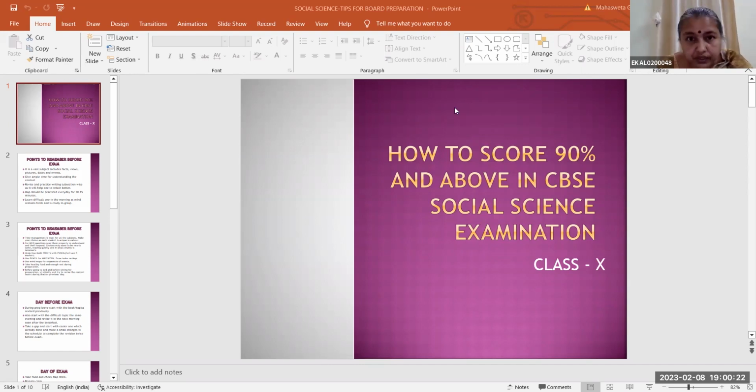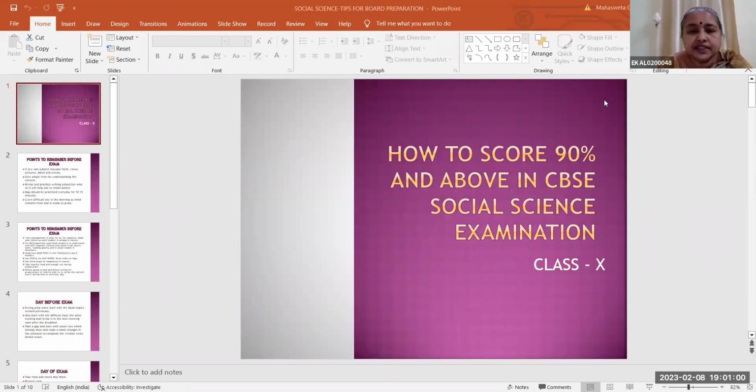Good evening to all the participants and attendants of today's session on how to score 90% and above in the CBSE Social Science examination. Here we are discussing one of the core subjects of social science included in your CBSE curriculum. The date sheet has already been released. You know the social science exam is on 15th March, and today is 8th February.